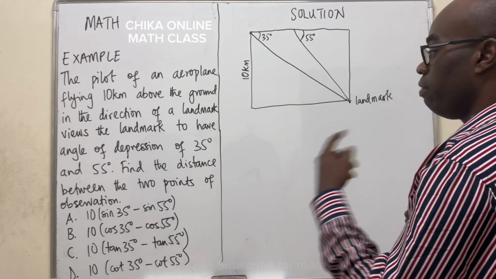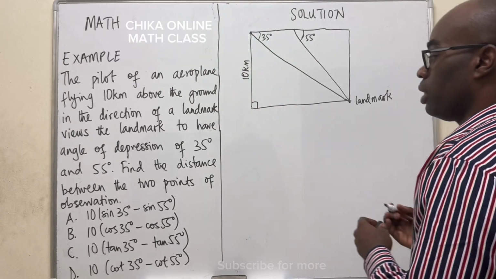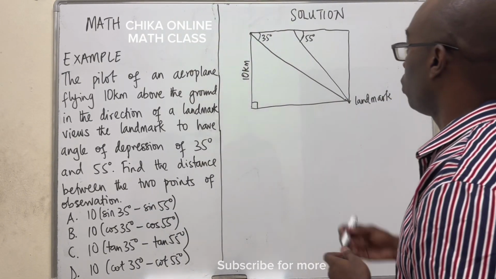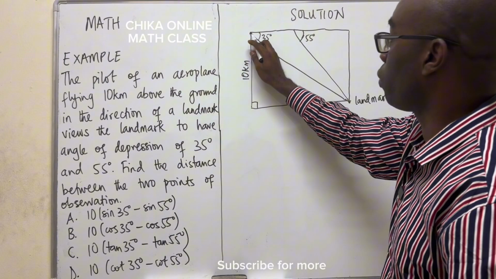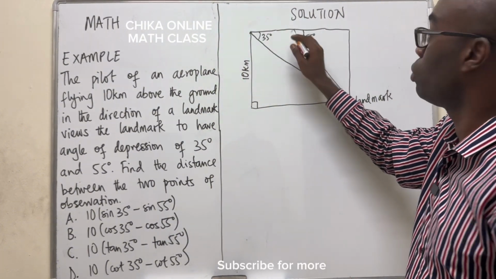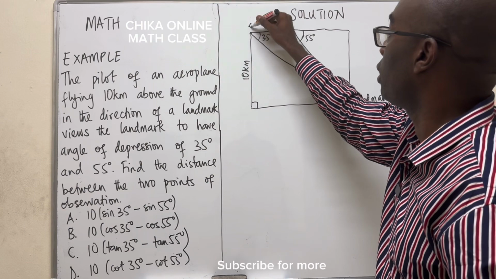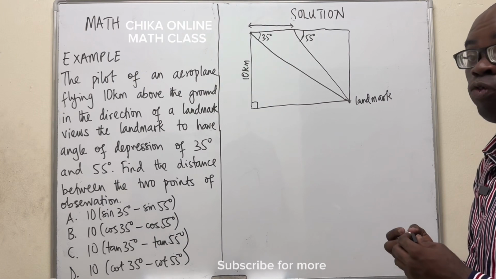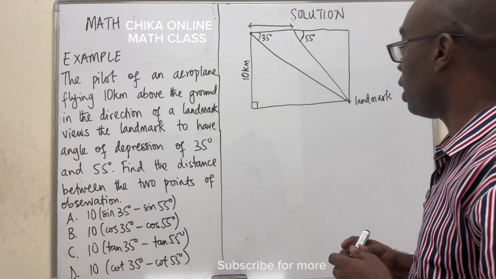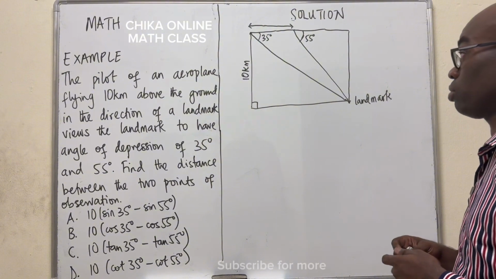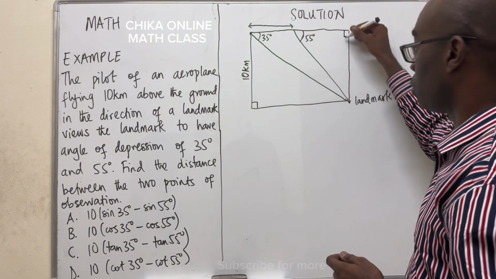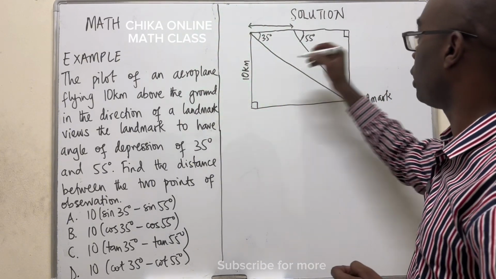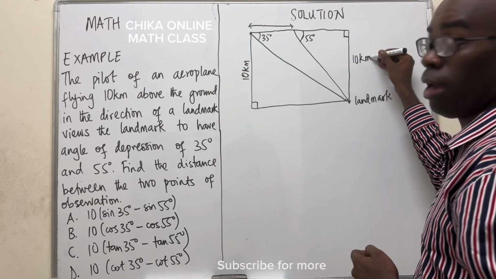Of course, this is a right angle triangle. Now it says find the distance between the 2 points of observation. So this is the first point of observation, this is the second point of observation. So this is the distance in question, from here to here. This is what we are asked to find. Now to make things easier, we can label these triangles. Of course, this is also 90 degrees. Now this is 10 kilometers, it's still the same height, 10 kilometers here.